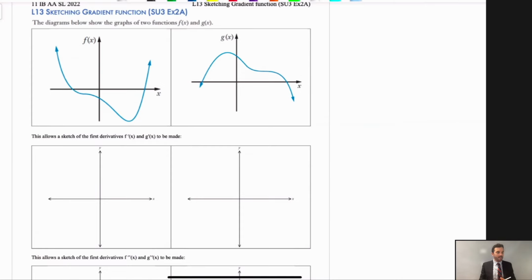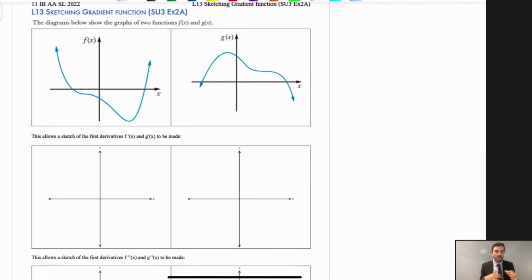We're going to be looking at lesson 13, and this is the first video for lesson 13, sketching gradient functions. It's a really handy skill to be able to sketch gradient functions because we can look at key features and how they relate to each other through the gradient function, but also the gradient of the gradient function, which is the rate of change of the gradient.